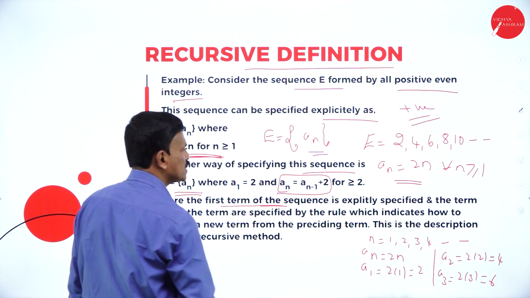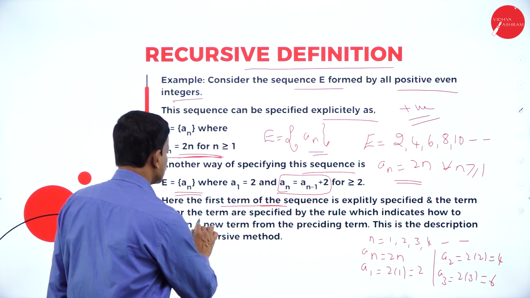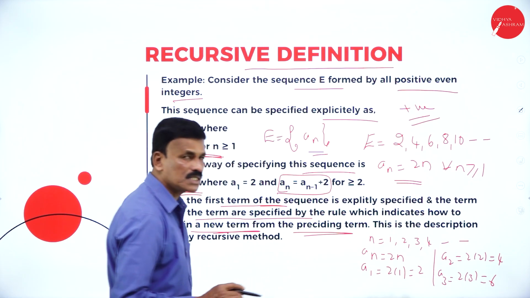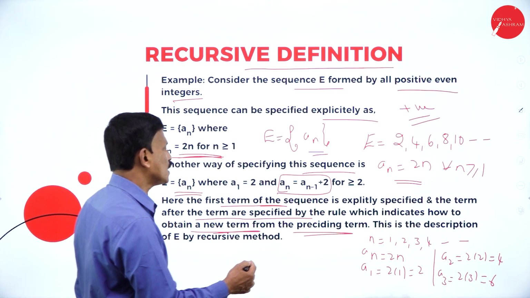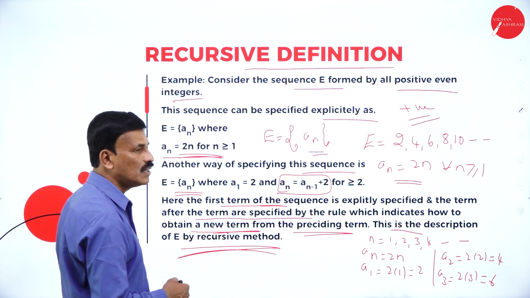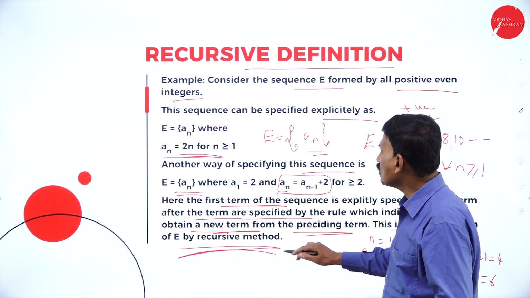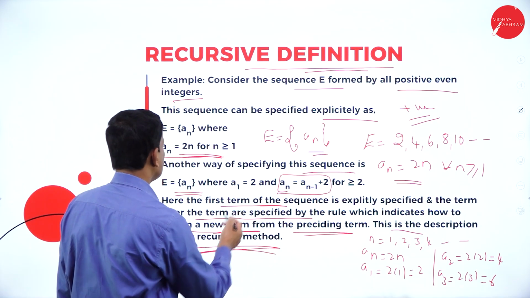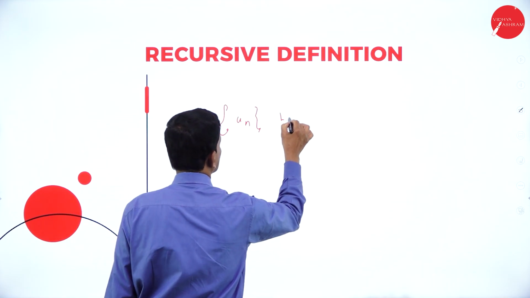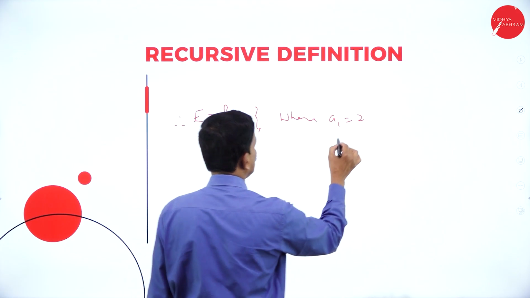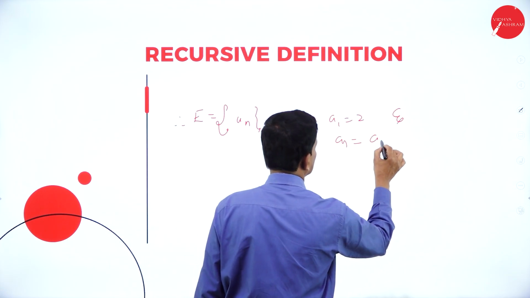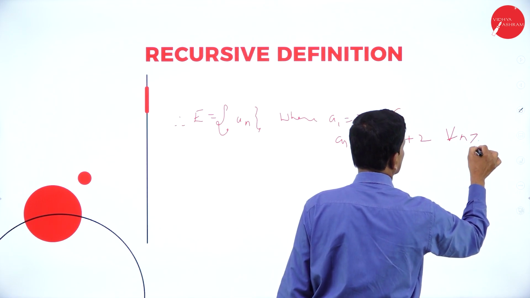So here the first term of the sequence is explicitly specified and the terms after it are specified by the rule, which indicates how we obtain a new term from the preceding terms. This description of E by the recursive method is called the recursive definition. Therefore, E can also be written as a_n, where a_1 is equal to 2 and a_n is equal to a_(n-1) plus 2 for all n greater than or equal to 2.